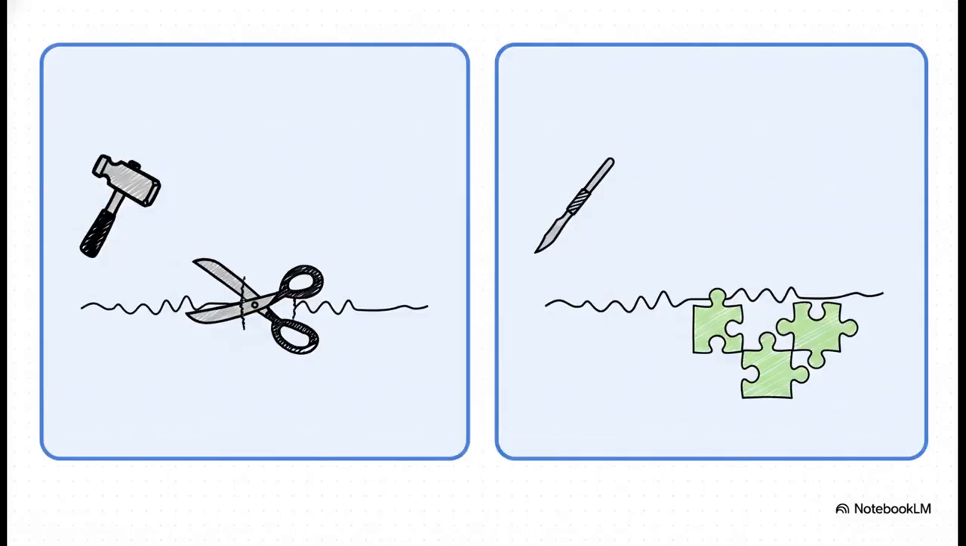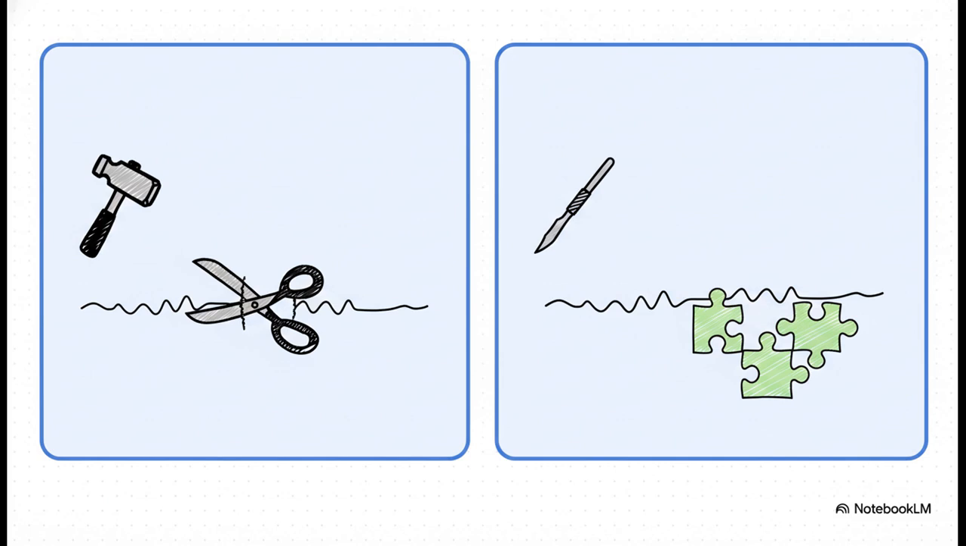Now, how you break up or chunk your documents. This is absolutely critical. Naive chunking just chops documents into fixed-size pieces, which, you guessed it, often cuts sentences right in half and destroys the context. A much smarter way to do it is with semantic chunking, which breaks up the text based on natural topic shifts.